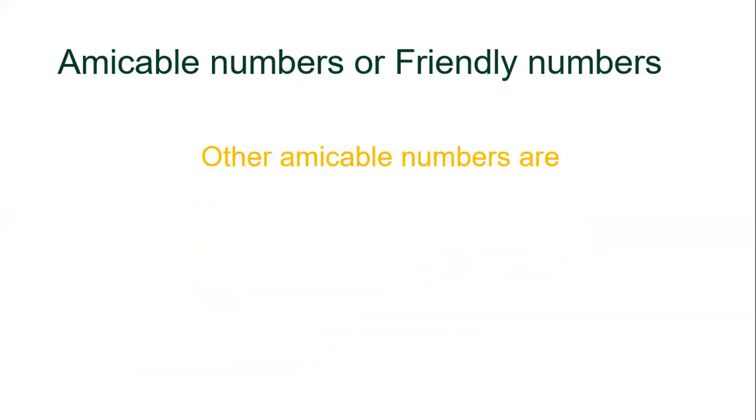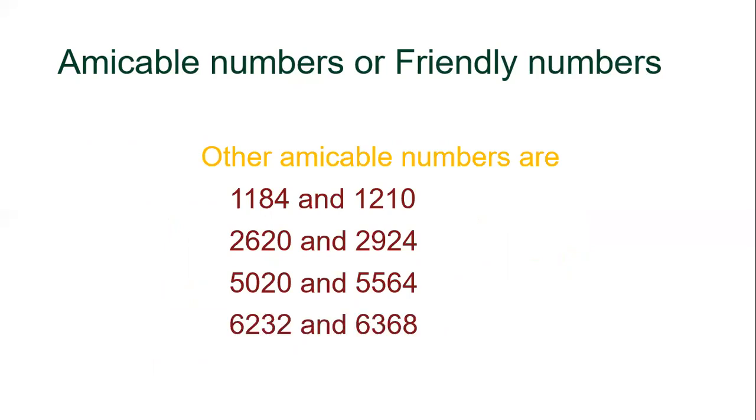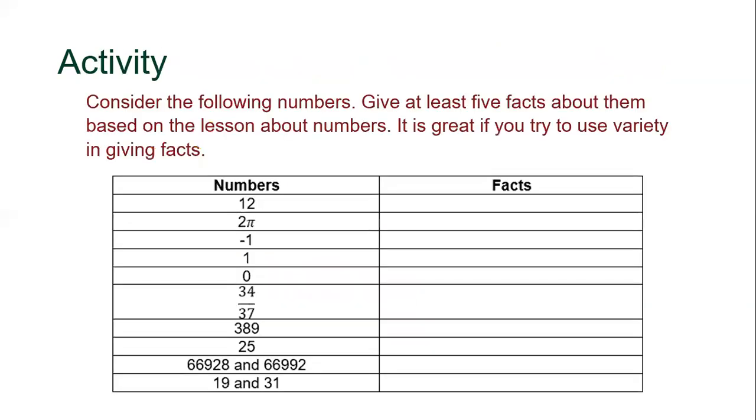Other amicable numbers are 1,184 and 1,210, 2,620 and 2,924. We also have 5,020 and 5,564, and 6,232 and 6,386. If you have extra time, you can look for other amicable numbers.